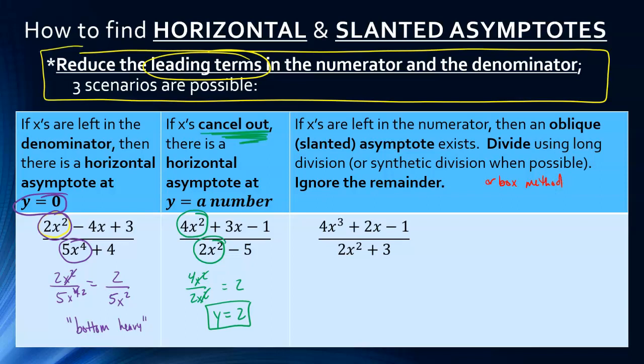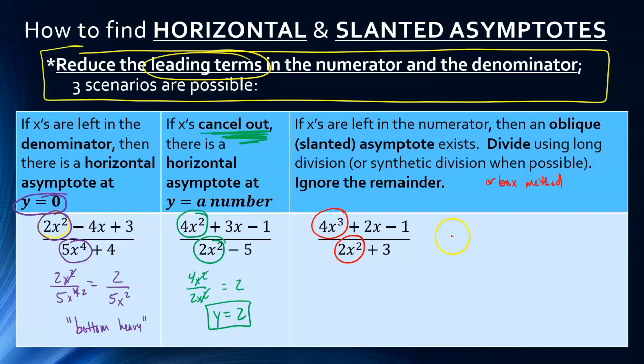And we ignore the remainder. So if there's a remainder left over, we don't care about it. We just want to figure out what the answer would be if we were to divide those out. So this one, we would have 4x cubed in the numerator, 2x squared in the denominator. So this one is what we would call top heavy, because there'd be an x left over in the numerator. It doesn't matter that there's an x left over as far as what that means for our answer. The only way to figure out what that slant asymptote, or oblique asymptote, would be is to divide these.